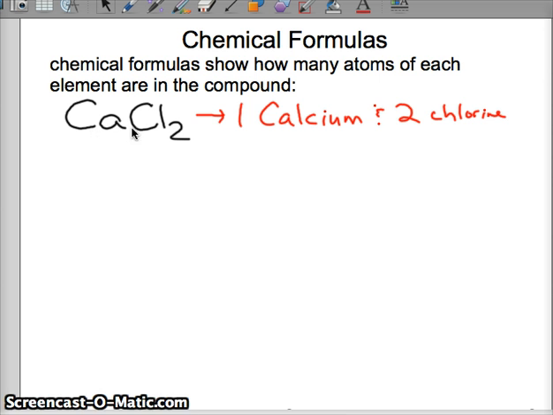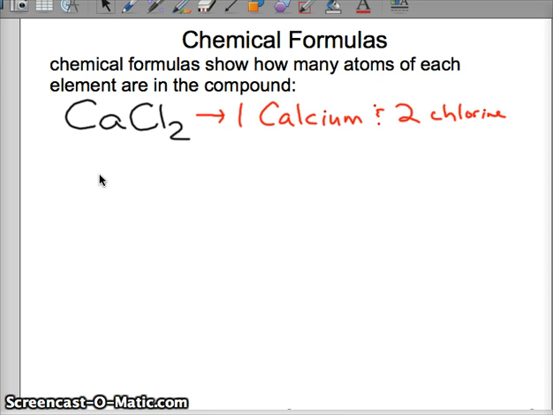This formula tells me that I have 1 calcium, there's no subscript, so it's an understood 1, and 2 chlorine because of the subscript right next to it. Okay, this does not mean that I have 2 of this total atom. It means that I only have 2 of this total molecule. I only have 2 of this type of element.